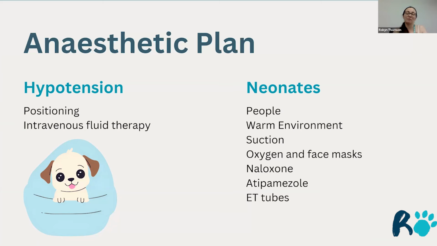We want to have a nice warm environment for them, so making sure that we do have an incubator, lots of warm towels, everything there, because mum's obviously not going to be able to do her job because she's going to be anaesthetised. Suction for their airway, make sure we've got oxygen with little tiny oxygen masks available, and making sure we do have naloxone and we do have atipamezole available for them is really important.